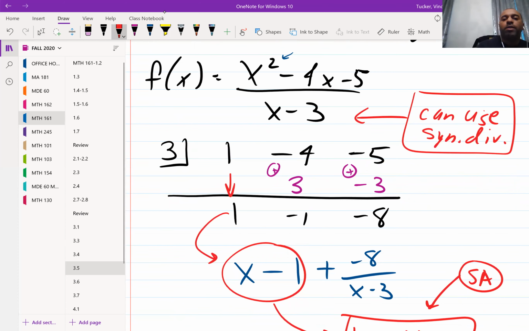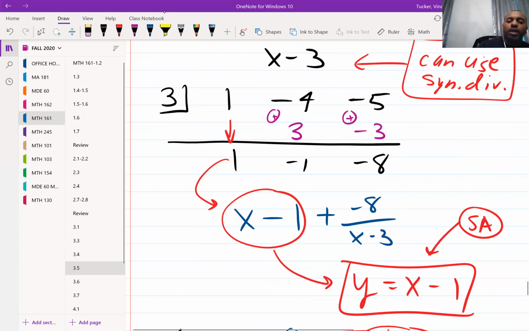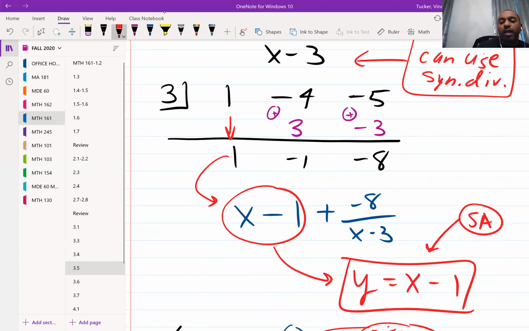So you go down here, start with 1 degree less than what you had, or 1 exponent less than what you had. So that'll be x to the first power minus 1 plus -8 over x minus 3. That's your remainder. And so the x minus 1 is your slant asymptote.